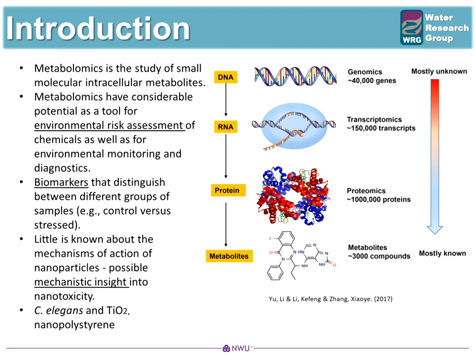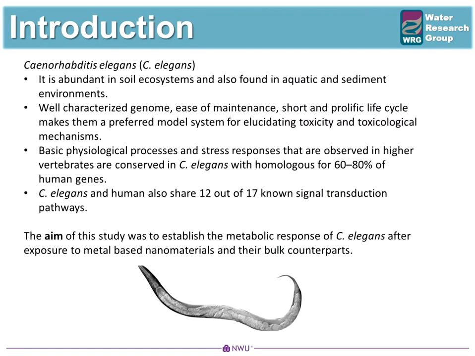To this date, there are only two studies using C. elegans and nanomaterials looking at metabolomic responses: titanium dioxide and polystyrene. C. elegans is abundant in soil ecosystems and also found in aquatic and sediment environments. It is easy to culture, has a short lifespan, and has a well-characterized genome. So the aim of this study was to establish the metabolic response of C. elegans after exposure to metal-based nanomaterials and their bulk counterparts.